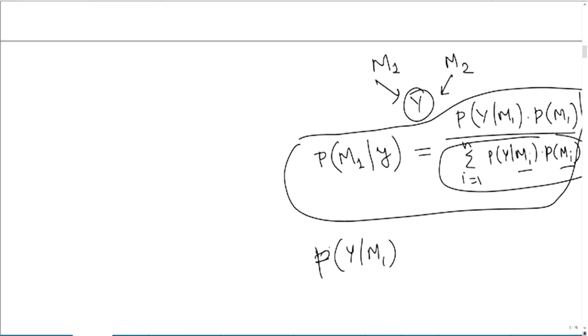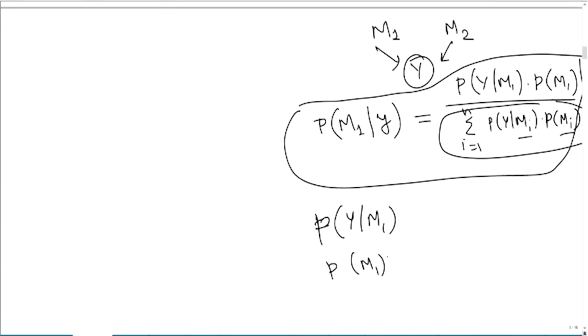It tells you the likelihood, how likely is that data y can be generated by this model M1. Okay. So, this is like total probability of y being generated by model M1. Okay. What is another term? P of M1? This is prior probability of this model M1.